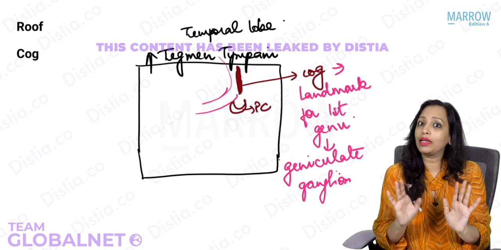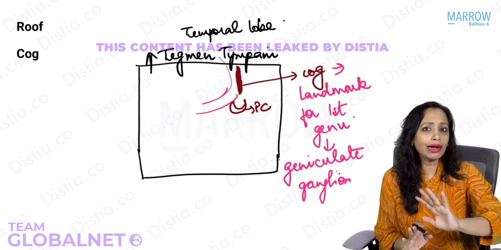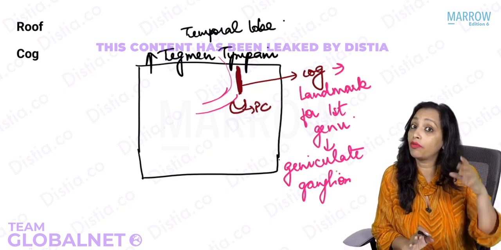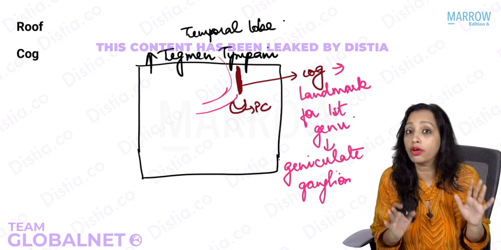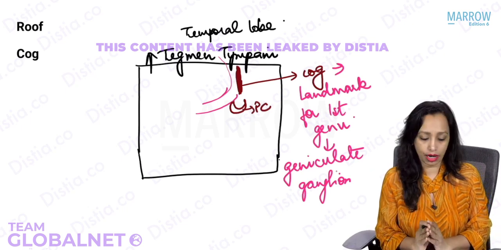So whenever we are operating on the middle ear, we have to be very careful where we are going to see the facial nerve, and that area we have to operate very, very carefully. Don't think that you will operate on the ear and you have done a wonderful surgery, and after the surgery the patient has come out with a facial nerve palsy. That is not at all acceptable. That will be for life. So that is why we have so many important landmarks.